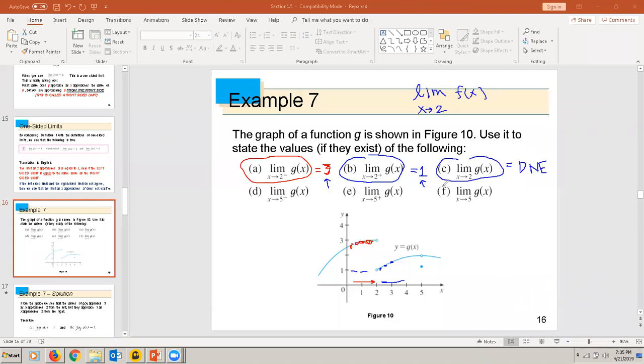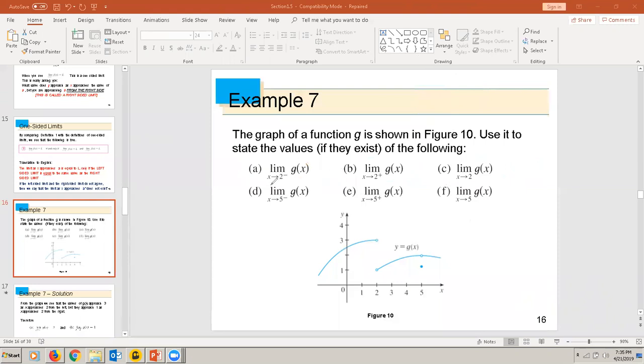All right, let's do the bottom example. Let's go to part D. Part D says, what about the limit as x approaches 5 from the left side? All right, let me approach 5 from the left side. Well, if I approach 5 from the left side, let me draw some red dots on the graph. It looks like the y value is getting closer and closer to 2. So this limit looks to be 2.